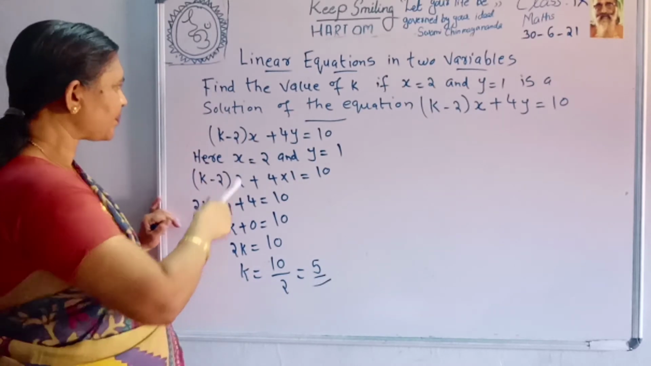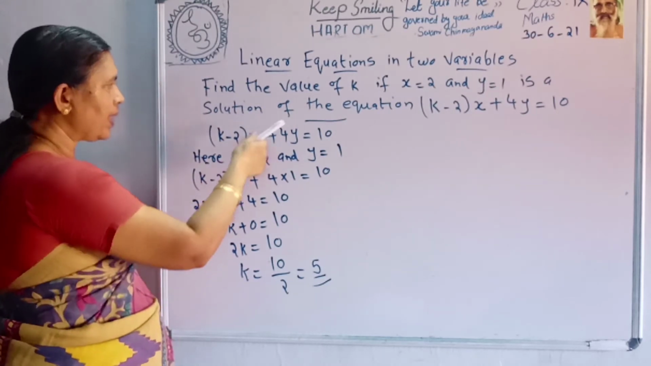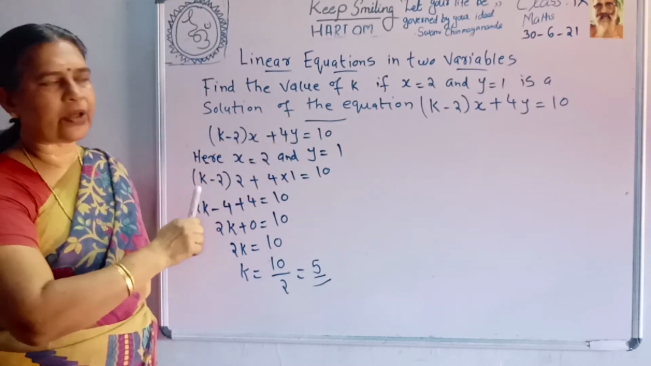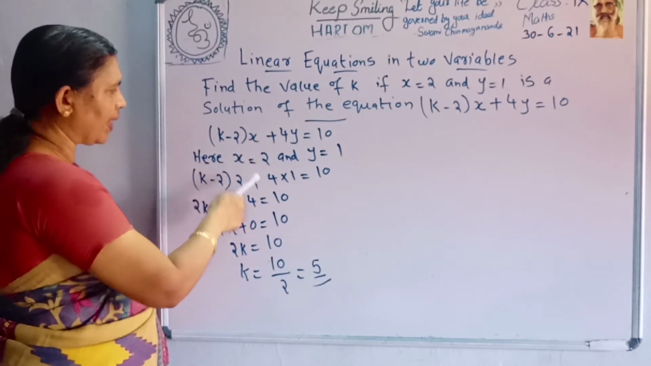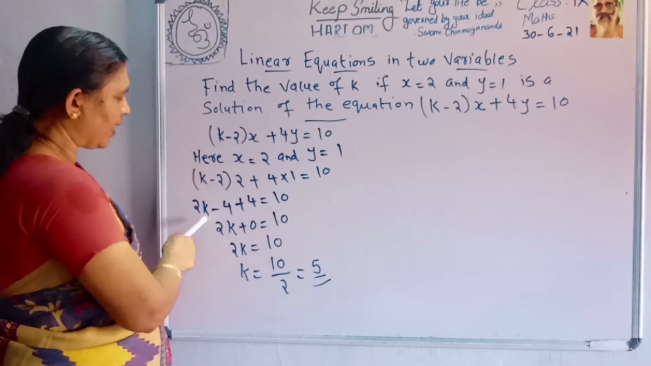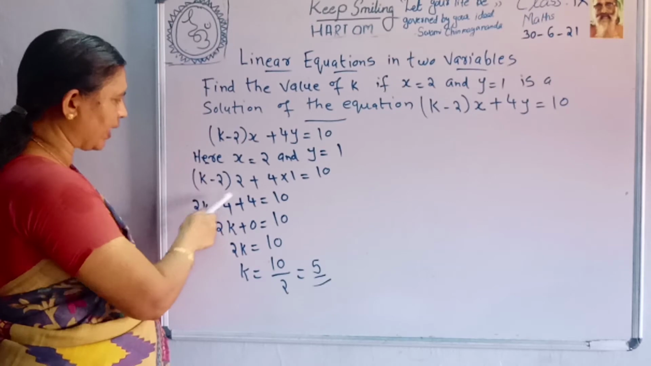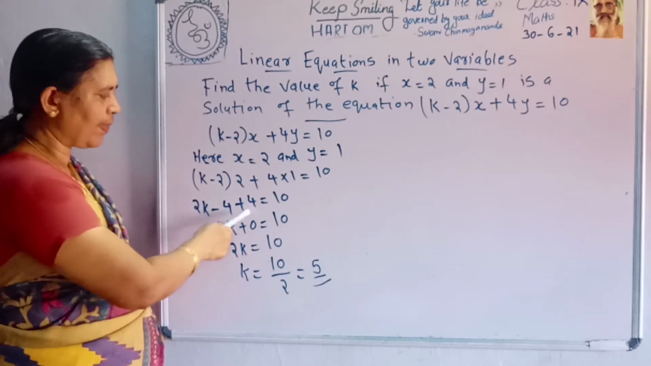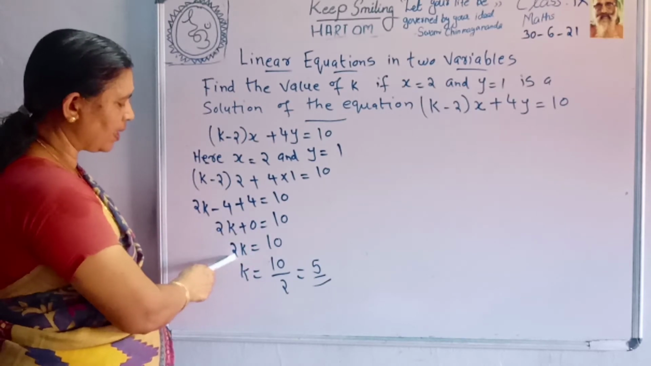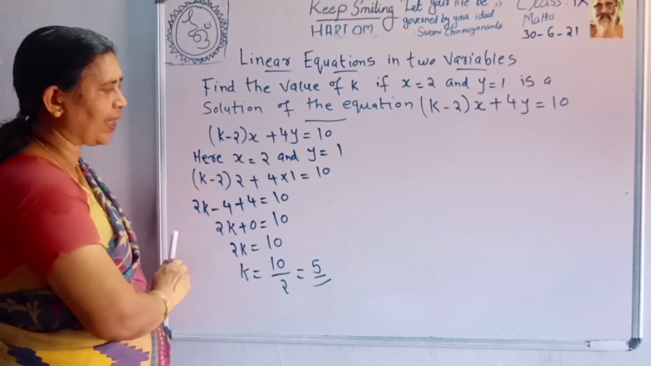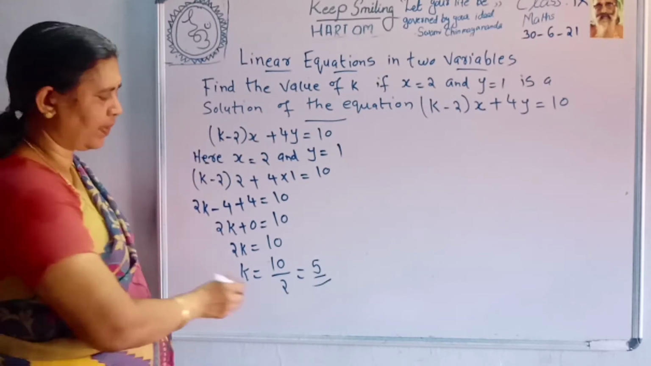That is, the equation is (k minus 2) into x plus 4y is equal to 10. Here x is equal to 2 and y is equal to 1. We put the values here. Then (k minus 2) into 2 plus 4 into 1 is equal to 10. That is 2k minus 4 plus 4 is equal to 10. That is 2k is equal to 10. Then k is equal to 10 by 2, that is 5. Therefore, the value of k is equal to 5.